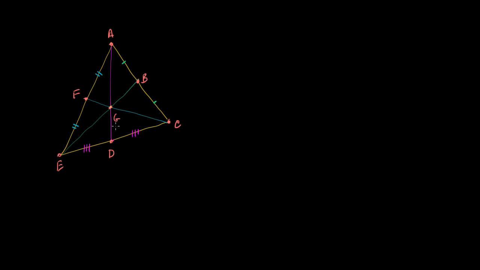What I want to do in this video is prove to you that the centroid is exactly 2/3 along the way of each median. Or another way to think about it, we can pick any one of these medians, and let's pick EB. I want to prove that EG is equal to 2 times GB. So whatever distance this is, it's twice this distance there. Or another way to think about it is EG is 2/3 along the way of EB.